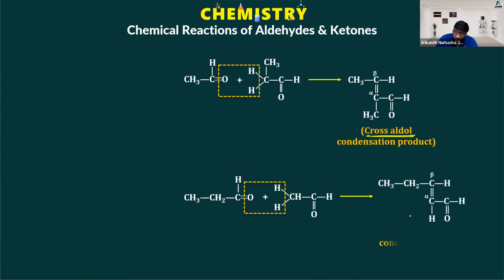So four types of products are going to be obtained whenever you take two different types of aldehydes which possess alpha hydrogens. You will get four types of products. Everyone got this or not, students?